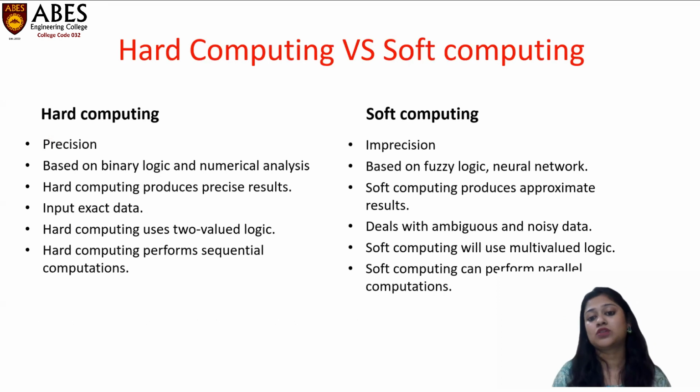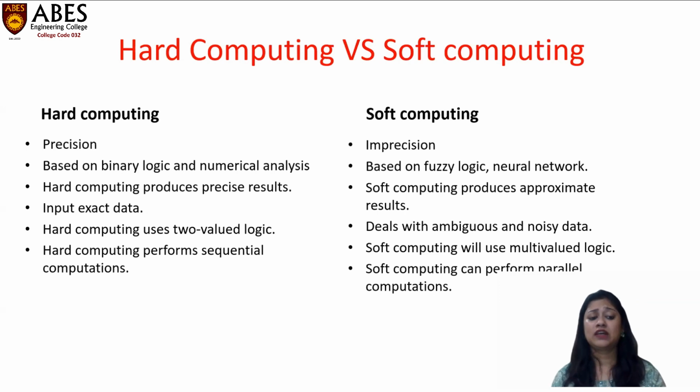Whereas soft computing is imprecise, based on fuzzy logic and neural networks. Soft computing gives approximate results, not exact results. If the output should be around 5, it may be 4.95, 4.8, 4.85, and these are all approximate results. They are not exact results, but approximate ones. It deals with ambiguity. There may be repetition and noisy data. It can deal with these sorts of things, like multi-valued logics.